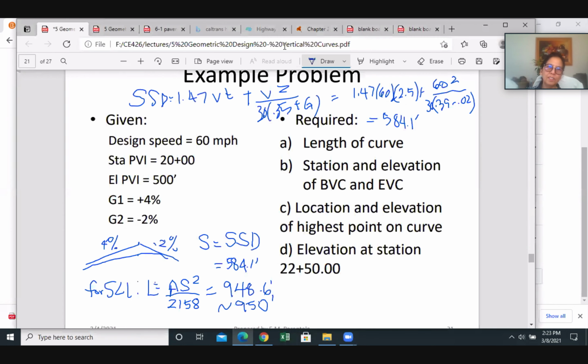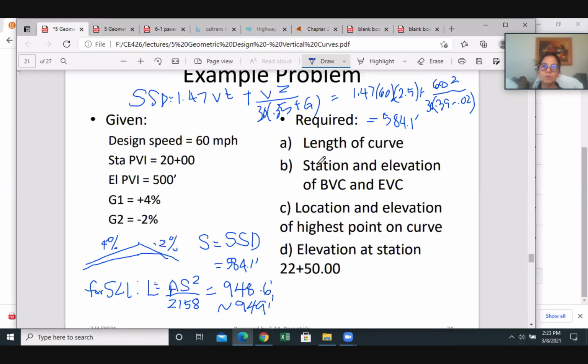Let's do 949 instead. Sorry. So you round it down to, let's just round it to 949, the whole number. Okay, so 949 feet. So that will be the length of our curve, right?